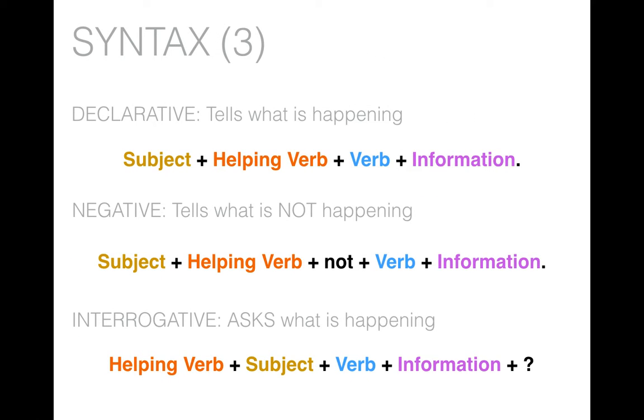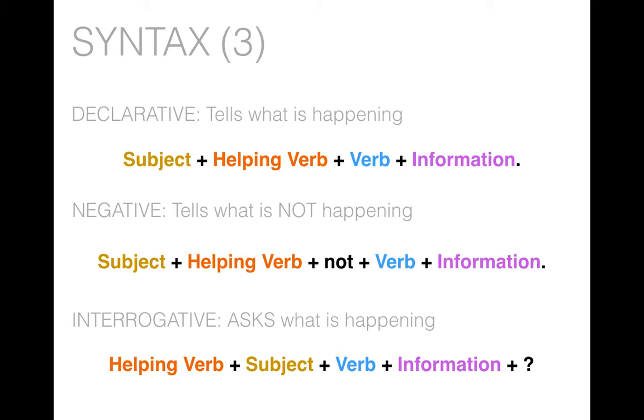It is important to know that there are 3 main syntax forms in English: declarative, negative, and interrogative. Declarative sentences tell what is happening. Negative sentences tell what is not happening. Interrogative sentences ask what is happening. Each syntax puts the words in a different order.